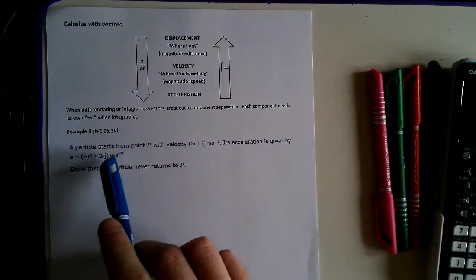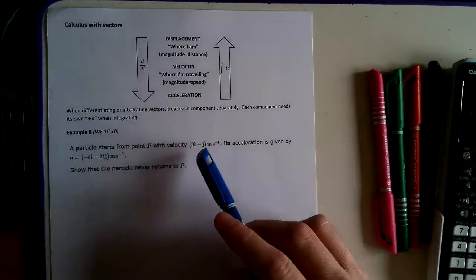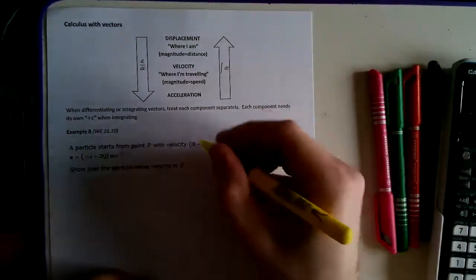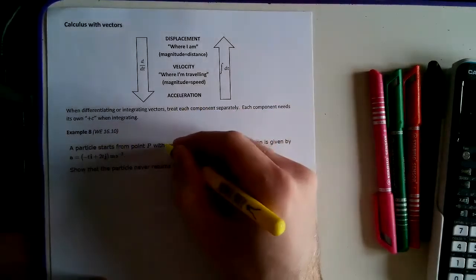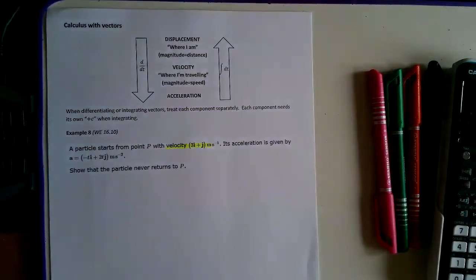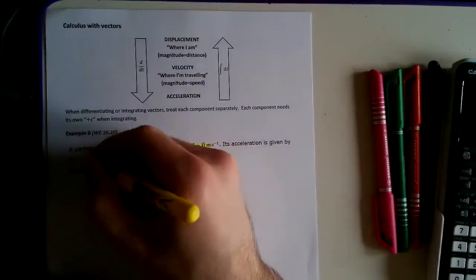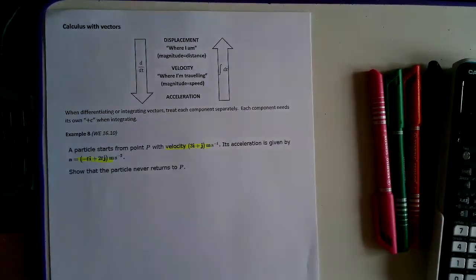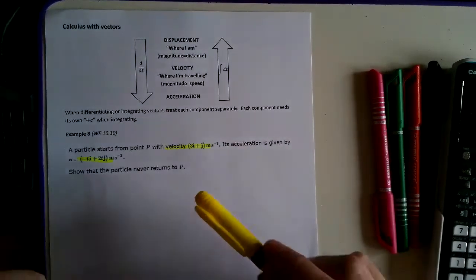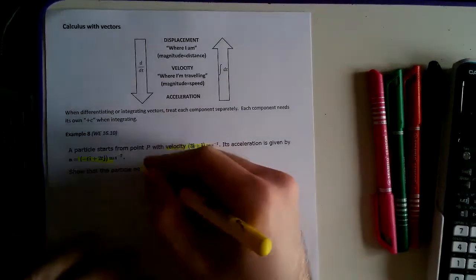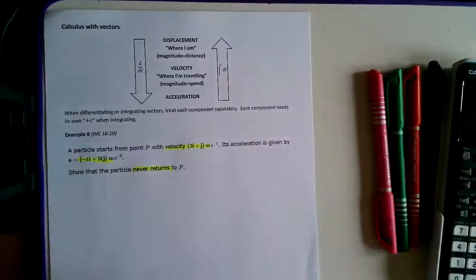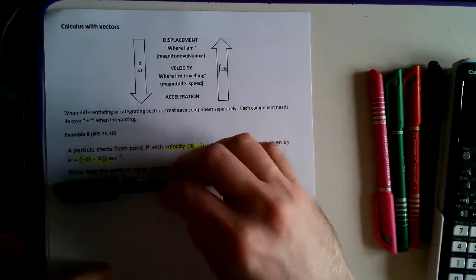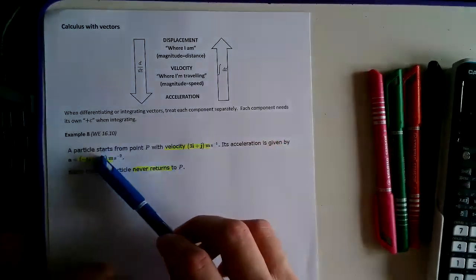So the particle starts from point P with velocity 3i plus j. And that was its velocity. Its acceleration is given by that. Show that the particle never returns to P. Okay, well, let's think about this for a minute. Let's ignore that question and let's see what we can work out from this.